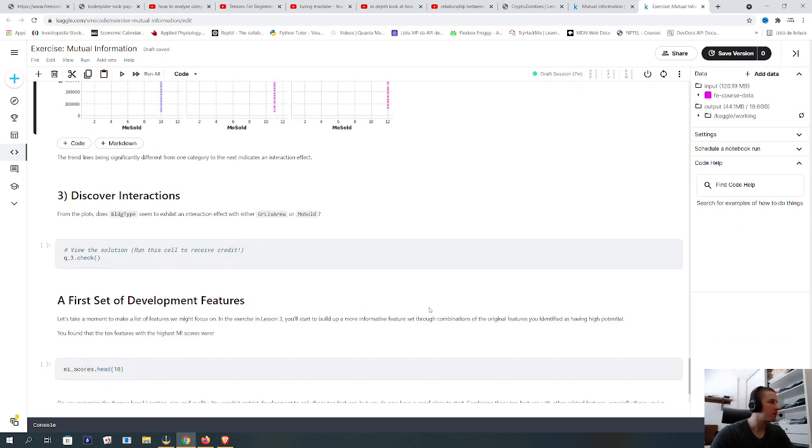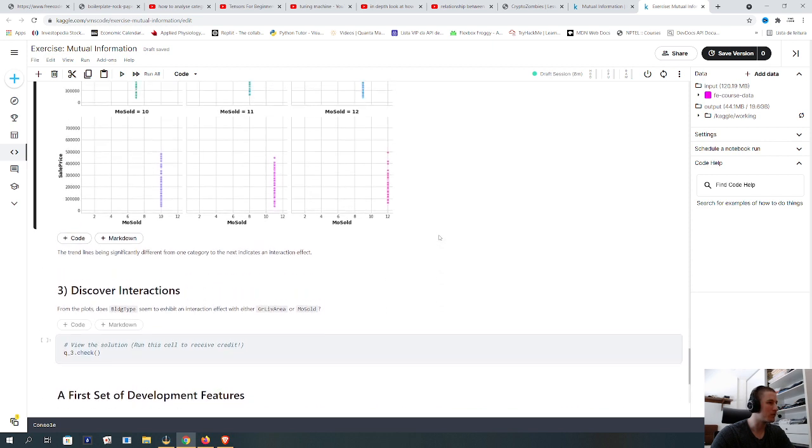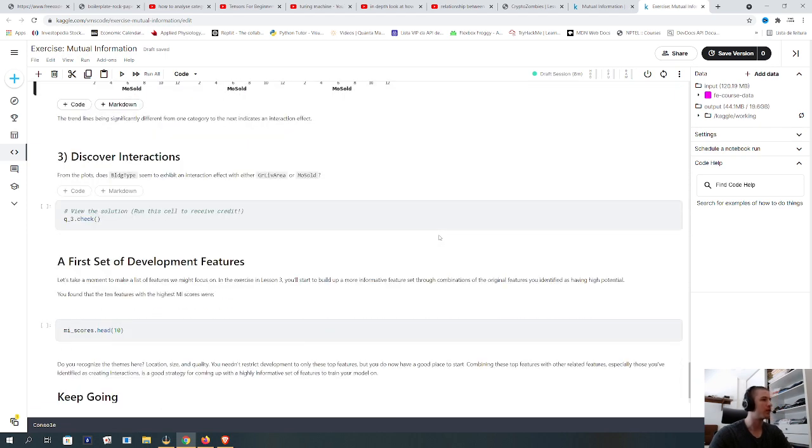Trend lines being significantly different from one category to the next indicates an interaction effect. Discover interactions. From the plots, does BldgType seem to exhibit an interaction effect with either PartialVeneer or MostSold? Ground living area or also.